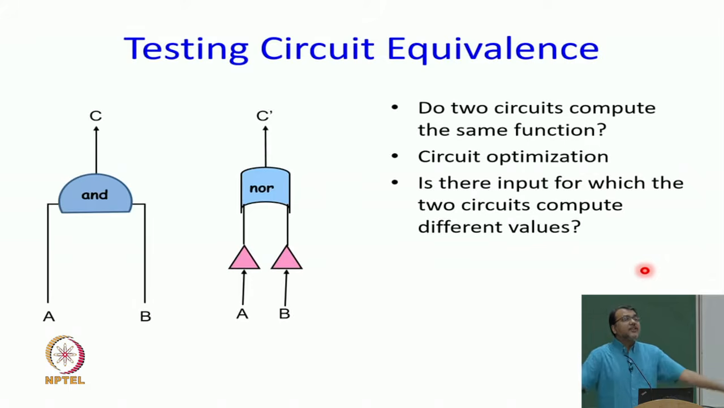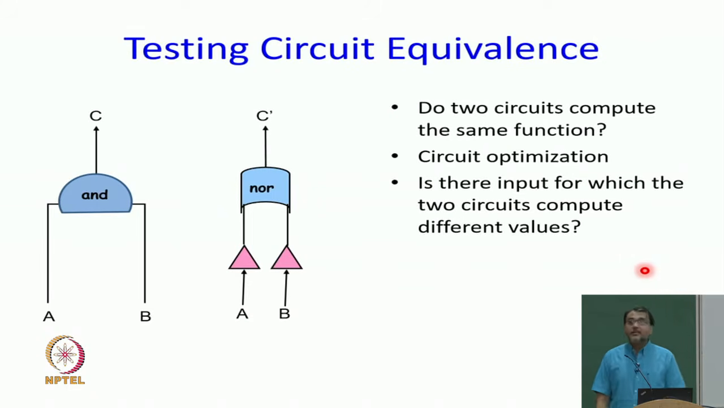I give you two circuits, two complicated circuits. These are not complicated, but let's say I give you two complicated circuits. In this case, the first circuit is A and B are ANDed to give C. In the second case, A and B are NOTed and then NORed to give C prime. And now I ask the question, do the circuits compute the same function?